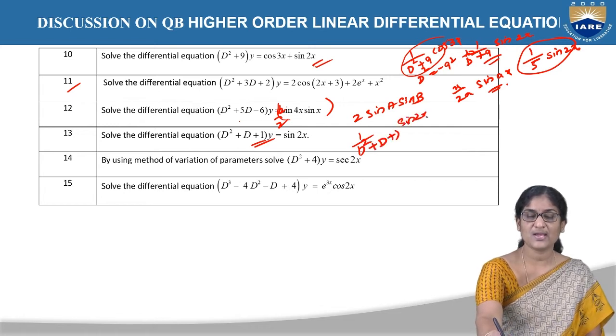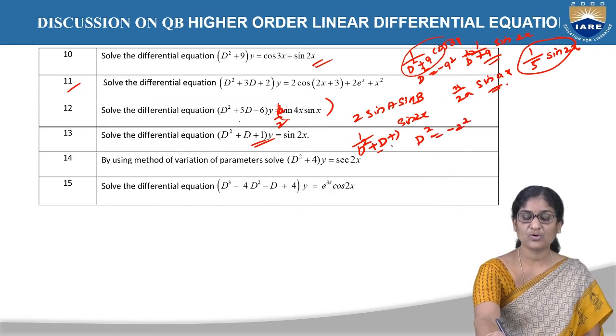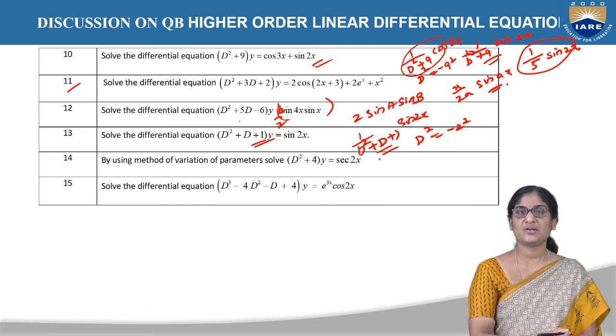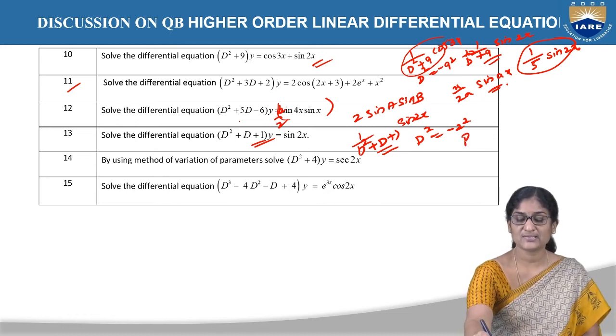So wherever D² is there, you substitute minus 2², and again we will get one more D in the denominator, which can be converted to D² by rationalizing, and the numerator D is nothing but the derivative. So you can use it like that.